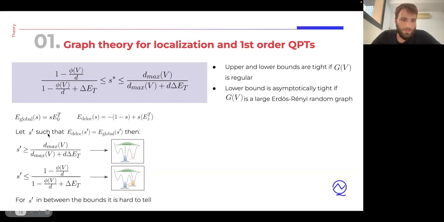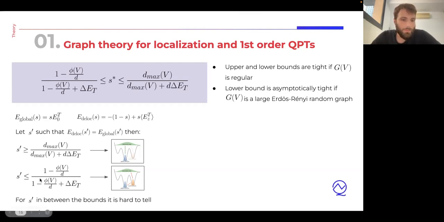And these two, the E global and the E delocalized, will be equal for some value of S as well, which we are going to call S prime. And if this S prime is larger than the upper bound of the S star, then we're safely in the regime where the system, or the ground state, would go from the delocalized state straight to the global minimum.